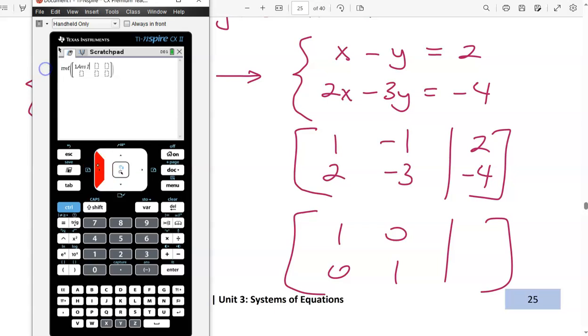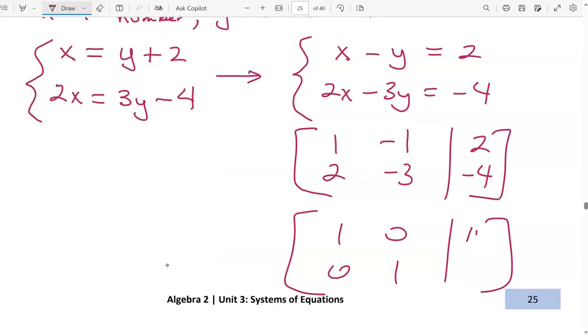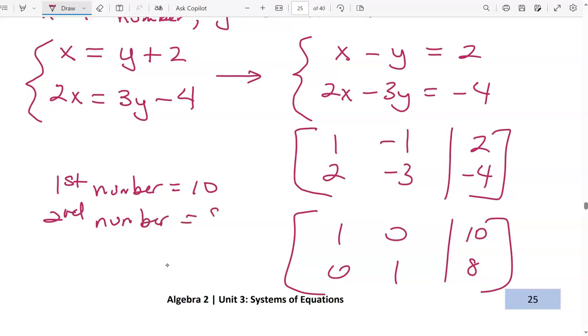Oops, I goofed. Let me use my arrow keys to go back. There's our top row. Bottom row should be 2, -3, -4. And we'll have 10 and 8. And so the first number is 10, and our second number is 8.